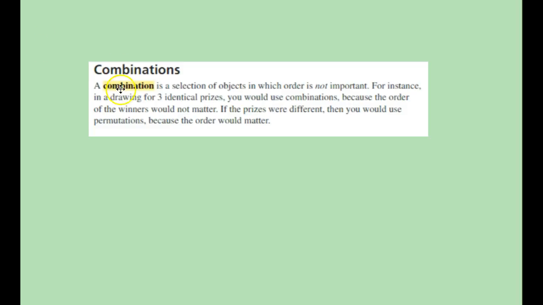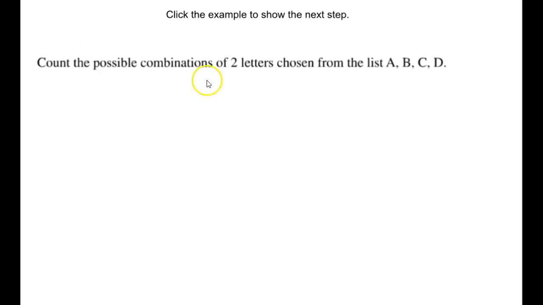Now we're looking at combinations. A combination is different than a permutation because order here doesn't matter. The example they give, for instance, is a drawing for 3 identical prizes. You would use combinations because it doesn't matter if you're picked first, second, or third, you still get the same prize. Now let's look at this example.